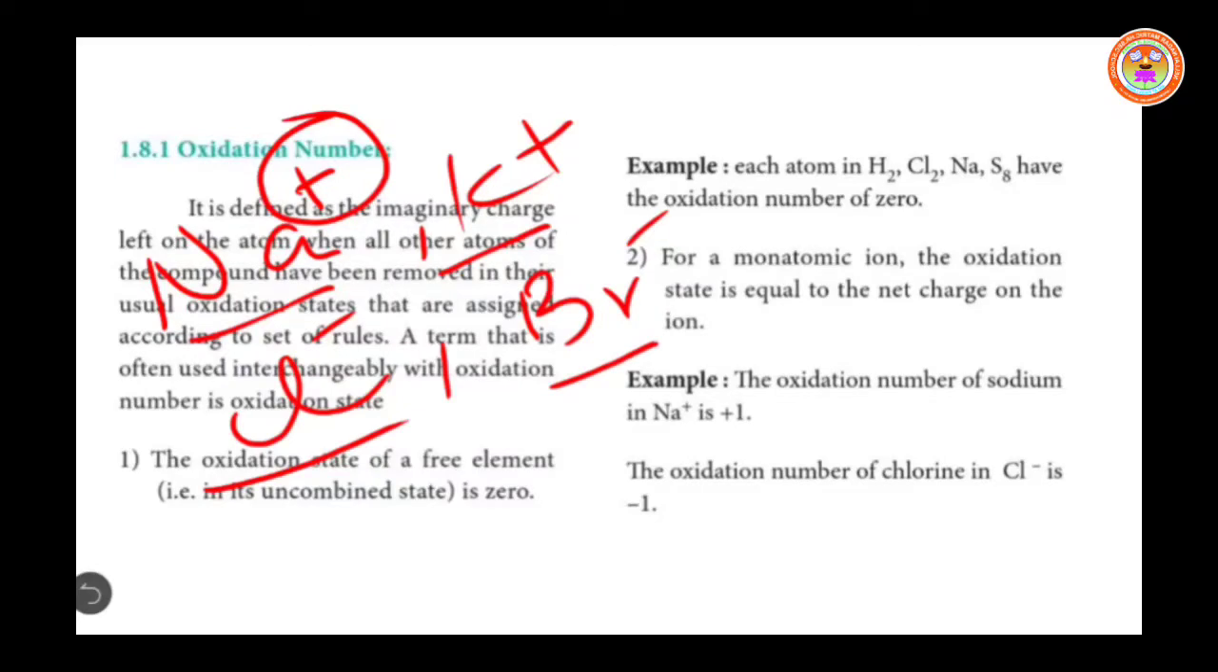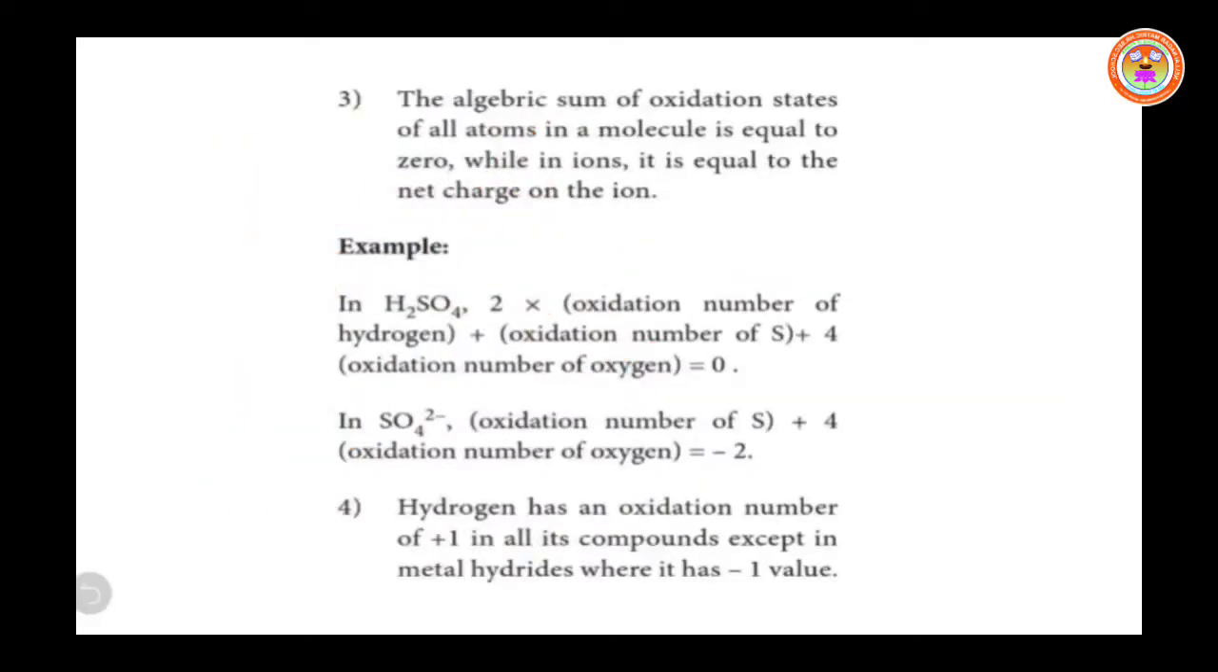Understand, children? Then next, rule number 3: the algebraic sum of oxidation states of all atoms in a molecule is equal to 0, while in ions it is equal to the net charge on the ion. Understand? The algebraic sum of oxidation states of all atoms in a molecule is equal to 0. Now we can see one example.